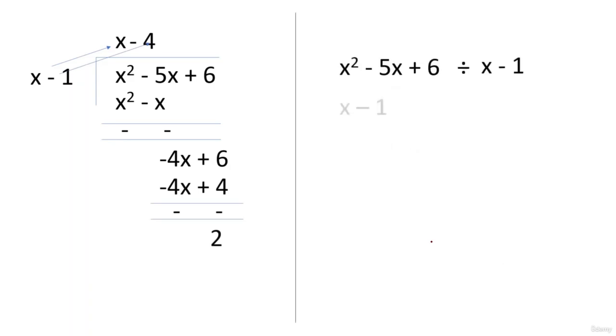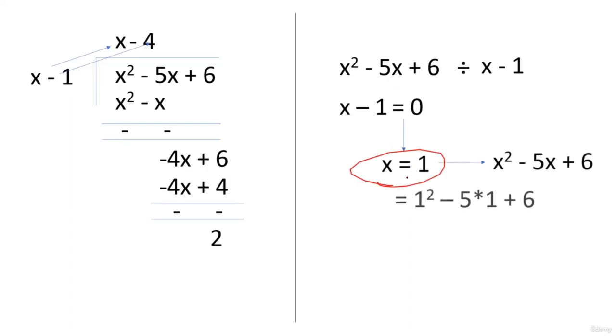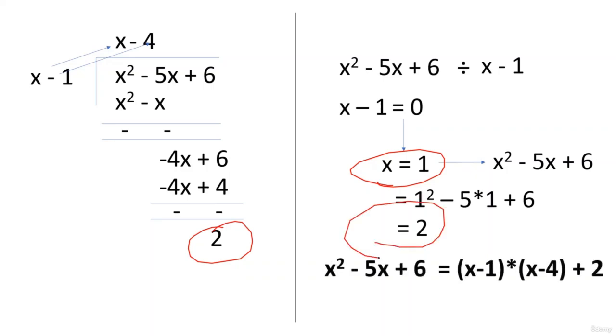Now when I substitute x equal to 1 in x square minus 5x plus 6, let's see what value I get. The value I will get is simply equal to 2. The remainder here, right? 2. Same, right? And it's bound to happen, because when you divide x square minus 5x plus 6 with x minus 1 and x minus 4, you get an extra remainder 2, right?